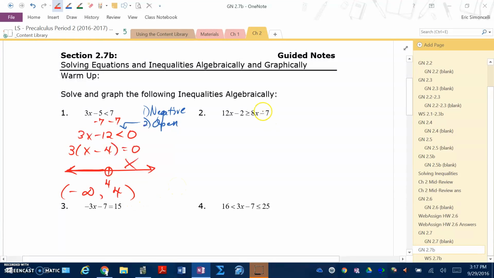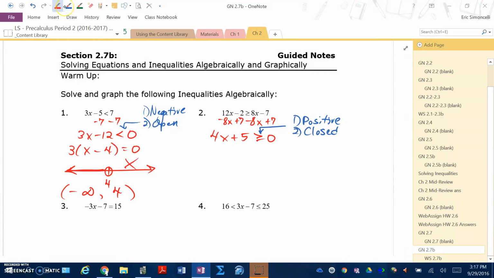Number 2, similar logic will be applied. I'll subtract 8x, and I'll add 7. So I'm setting up the course here for 4x plus 5 is greater than or equal to 0. From here, we note that we've got, again, our two things to highlight, particularly that because it's greater than or equal to 0, we want positive values. And the equal to speaks to the fact that we want closed values that are critical values.